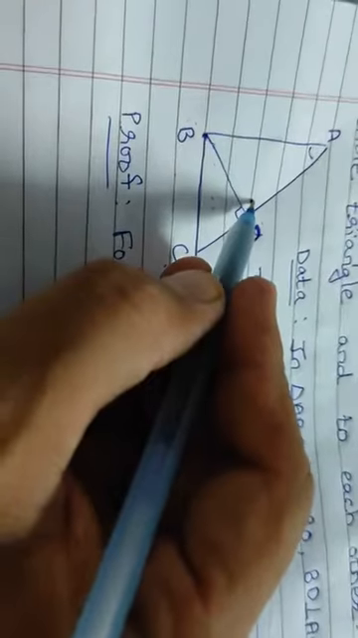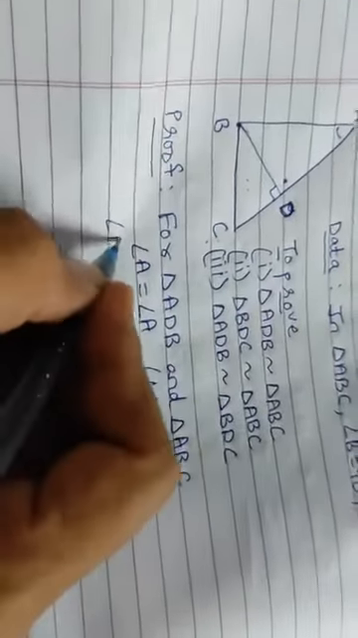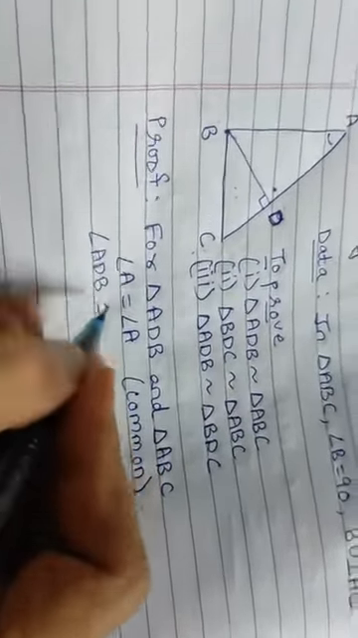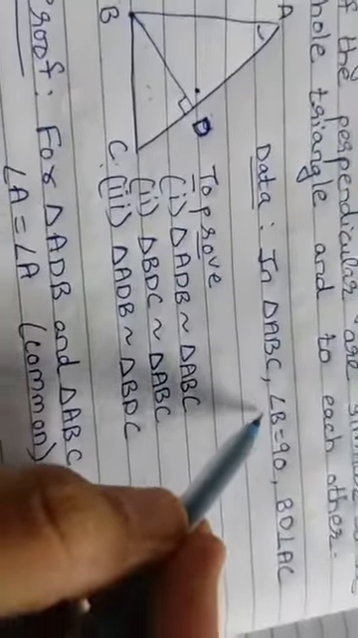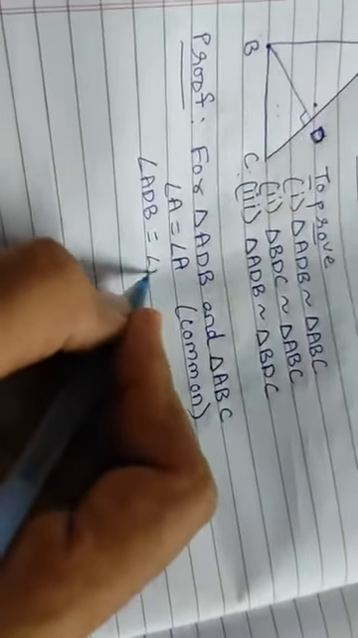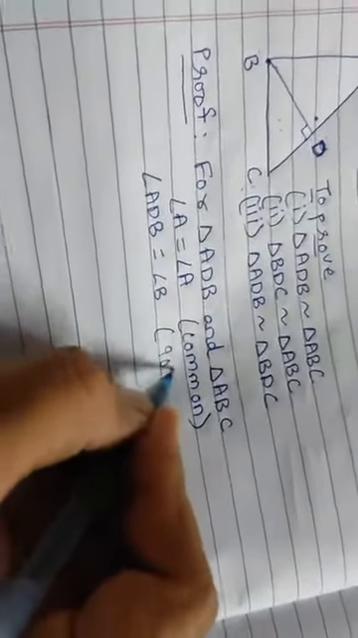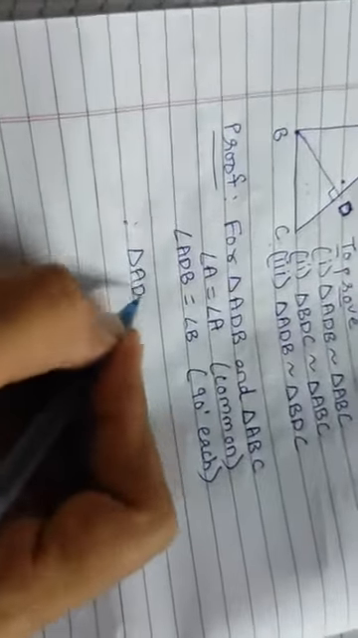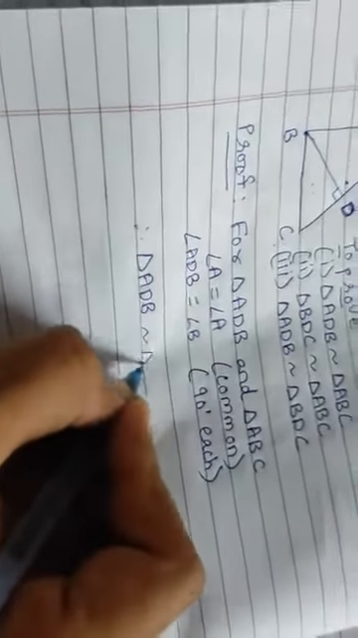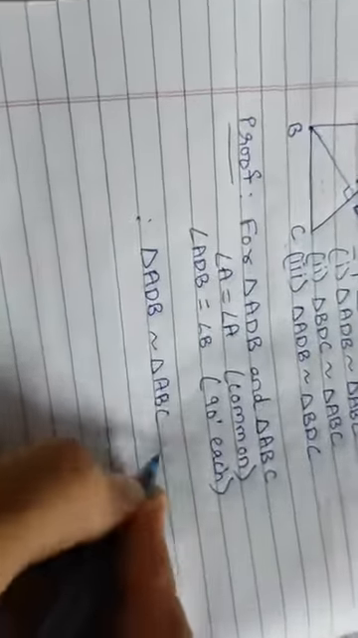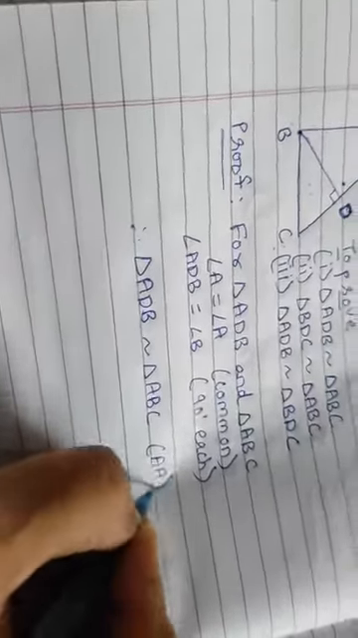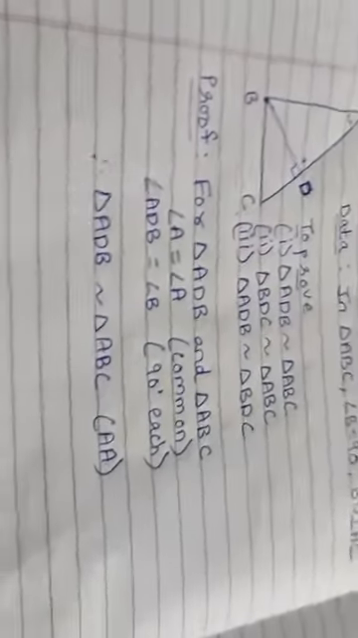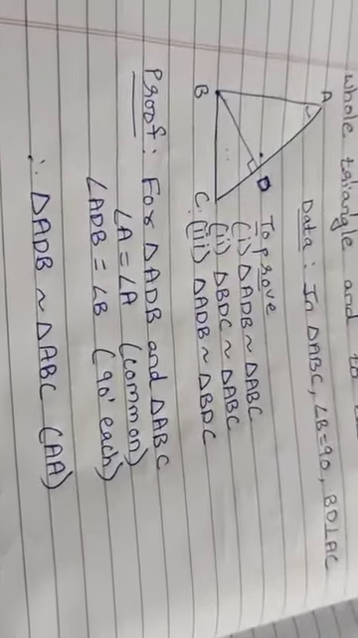Next, in triangle ADB, angle D is 90 degrees. In triangle ADB, angle D is 90 degrees. And in triangle ABC, which angle is 90? Yes, angle B is 90. So both are 90 degrees. Hence, both the triangles, that is triangle ADB is similar to triangle ABC according to AA. According to AA corollary, both the triangles are similar.